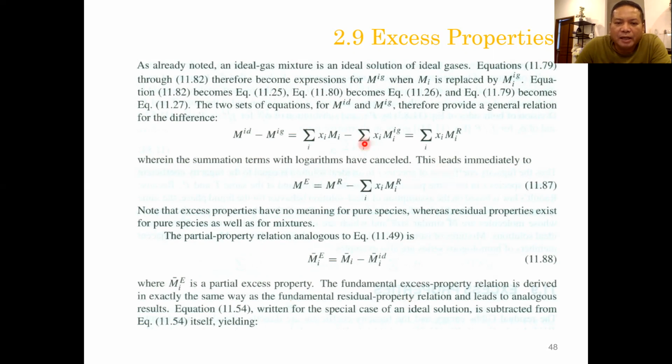Okay, right? So we can manipulate it around using all the various equations we have done earlier. So we can get it into this form here. The difference of molar property of ideal solution minus molar property of ideal gas is equal to this summation here, right, of residuals. Where the summation terms have been cancelled, this leads immediately to, okay, this.